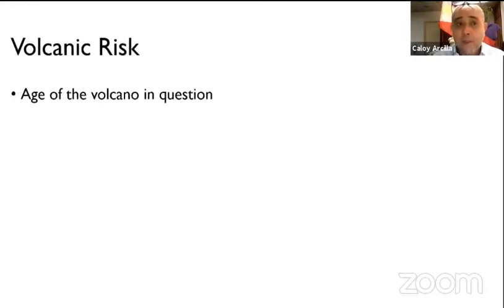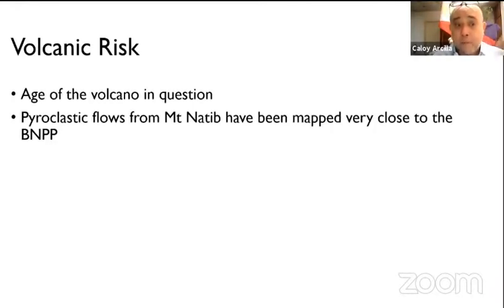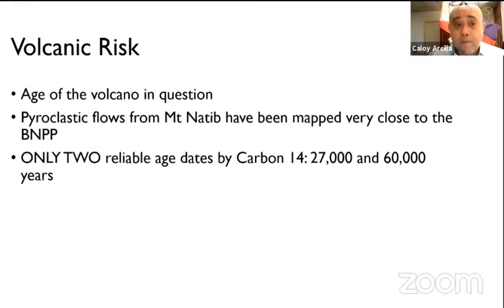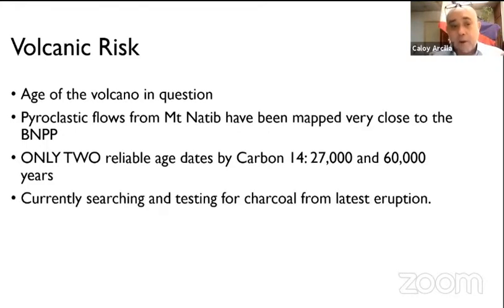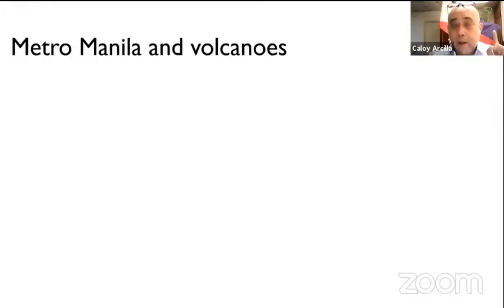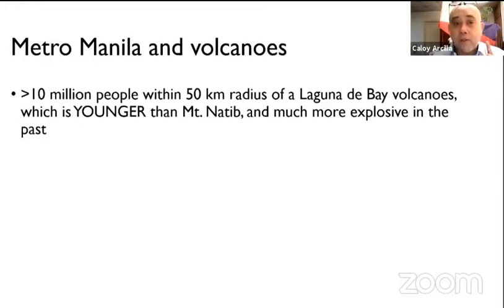What about the volcanic risk? It's the age of the volcano. There were pyroclastic flows from Mount Natib, mapped close to BNPP, but there are only 2 reliable age dates by carbon-14, 27,000 and 60,000 years. These ages are very important, because if we look at Metro Manila and volcanoes, where 10 million people live in the radius of Laguna de Bay, there are volcanoes in the lake. Many people don't know this. These are younger than Mount Natib and much more explosive in the past.